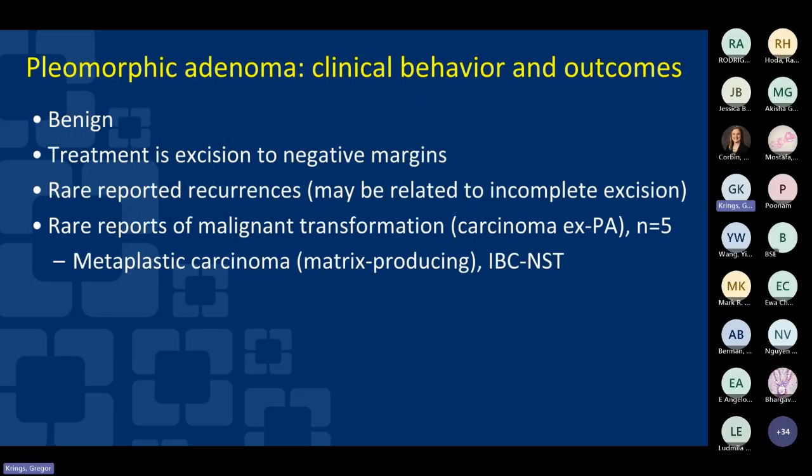These tumors, of course, are benign. They're treated by excision to negative margins. There are rare reports of recurrences, but this may be related to incomplete excision. And as in the salivary gland, occasionally these tumors can undergo malignant transformation, but it appears to be much less common in the breast than in the salivary gland. So far, 5 such tumors have been reported in the literature, and these were described as being matrix-producing metaplastic carcinomas or triple-negative breast cancers.